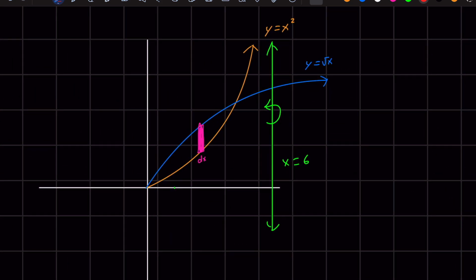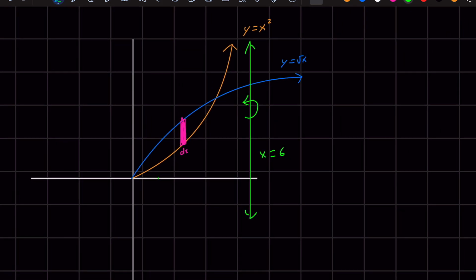Last example right here, same thing. We're doing shells because we're parallel, right? This is parallel with this. So we're doing shells. So we know we need 2 pi RH. So we need R and we need H. This is the height first.